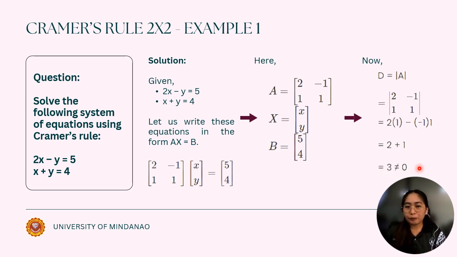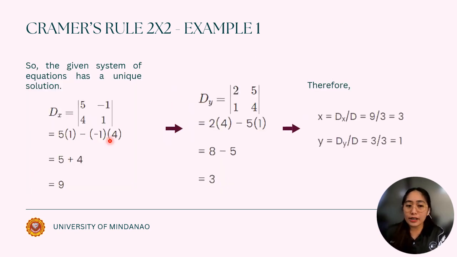Why is it specified that it is not equal to 0? Because we need to know that it has a unique solution. So the d should not be equal to 0. Thus, we can proceed. Since the d is not equal to 0, we can solve for the d sub x and d sub y since it has a unique solution. That's the rule.